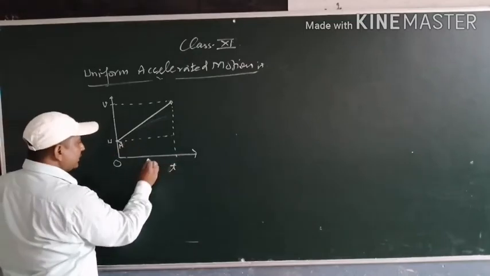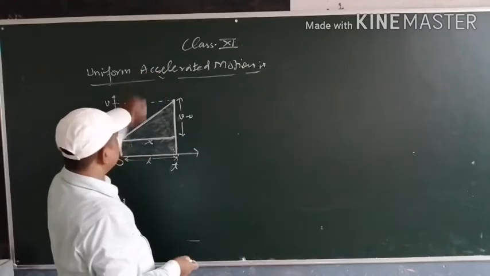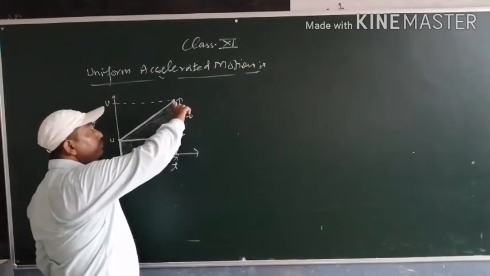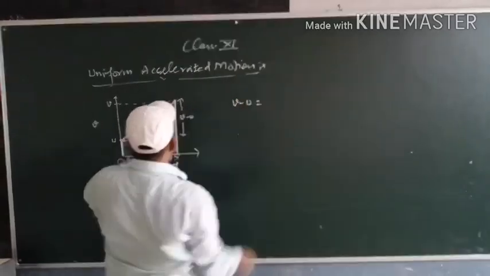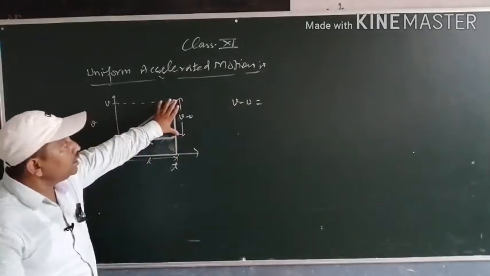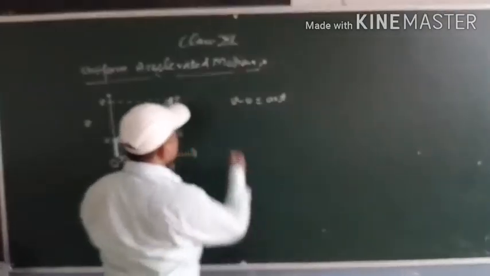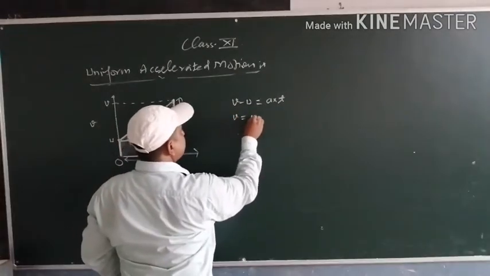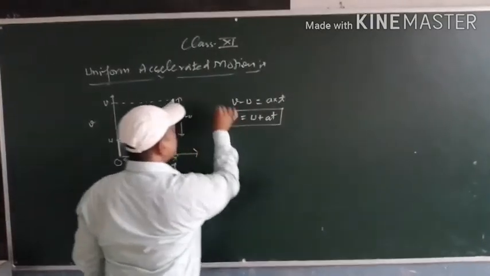after time t. As we want to calculate the total change in the speed of the object, that is v minus u, that can be equal to the acceleration multiplied by the time. So from here we can rewrite it as v equal to u plus at. This is the first kinematic equation.